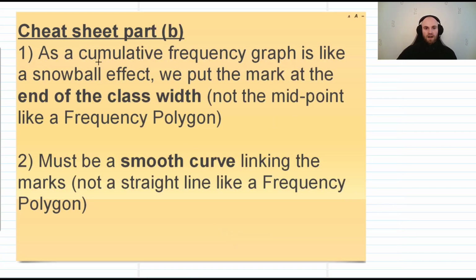Okay, so as a cumulative frequency graph is like a snowball effect, which is like I told you before, we're going to put the mark at the end of the class width, not the midpoint like you would do with a frequency polygon, which is another graph that you would see at GCSE. It's going to be at the end of the point. And second thing, really important, it must be a smooth curve linking the marks. It's not going to be a straight line like a frequency polygon also. So don't use a ruler for this. You really need that smooth curve.